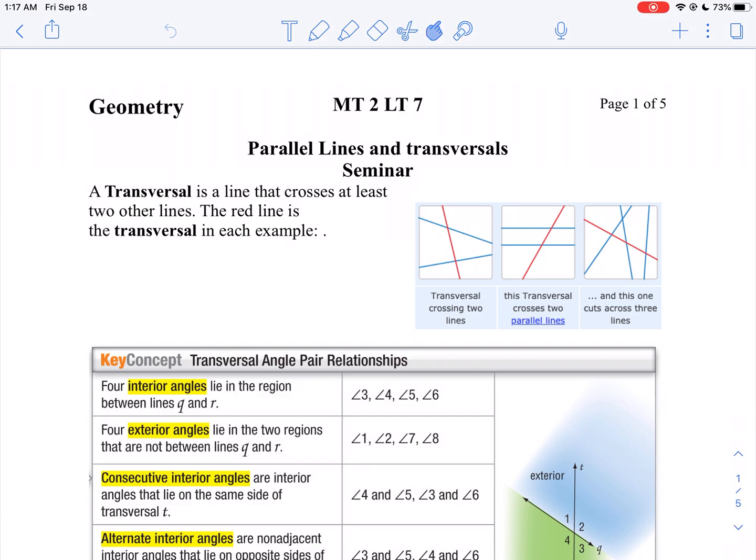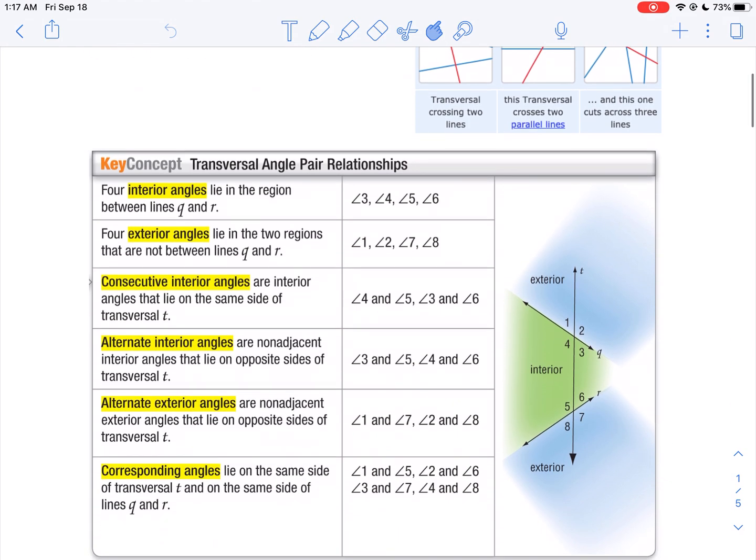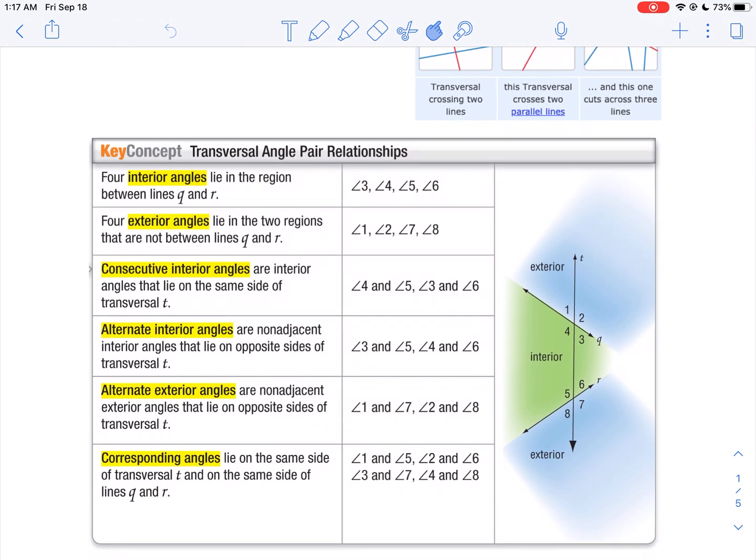When you have a transversal, you have some angles that are formed. If you look at the two lines that it crosses, like Q and R here, if the angles are in between the two lines, we call those interior angles. If they're on the outside of the two lines, like 1, 2, 7, and 8, they're exterior angles.